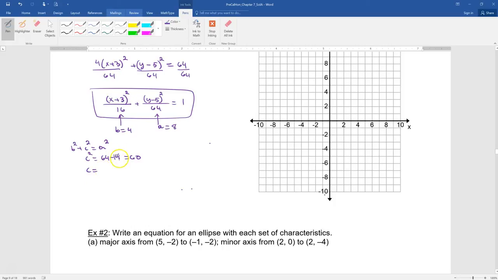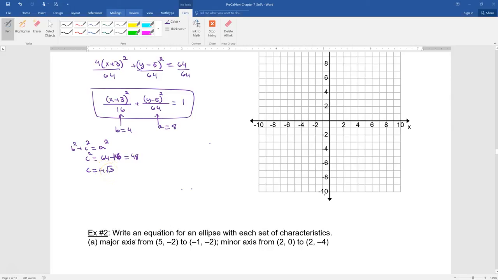Oh, 16. I was on a roll there. 48, which is 16 times 3, so it's 4 root 3.